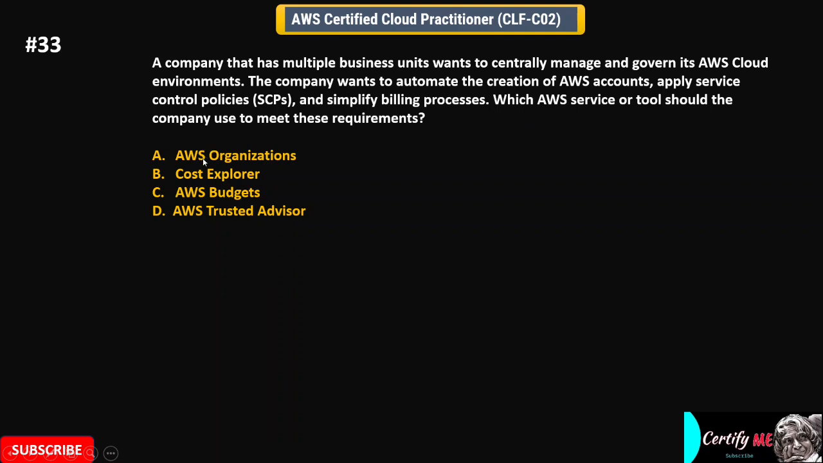Option A, AWS Organizations. Option B, Cost Explorer. Option C, AWS Budgets. Option D, AWS Trusted Advisor. The correct answer is option A, AWS Organizations.